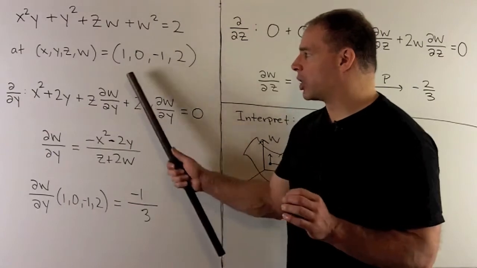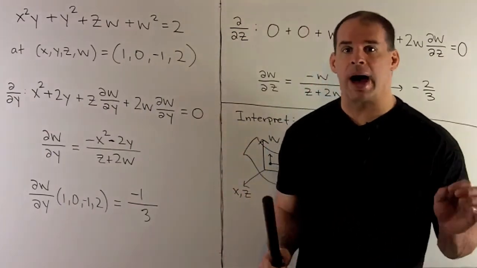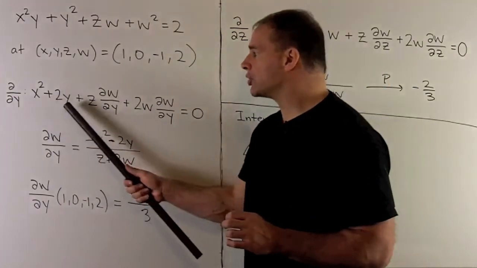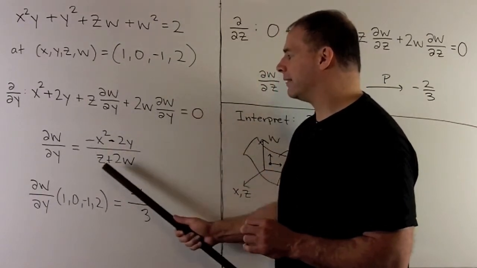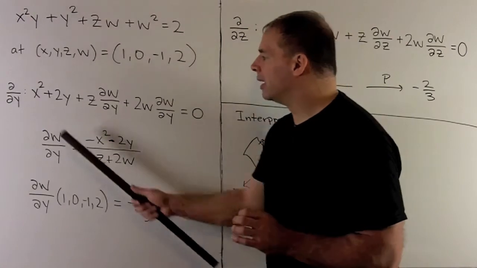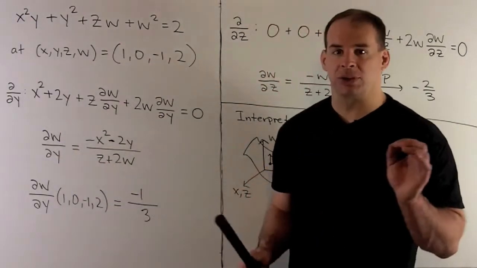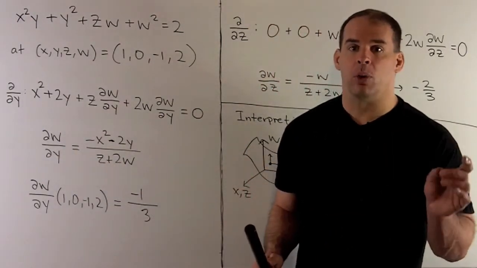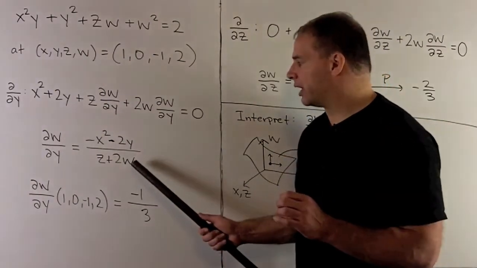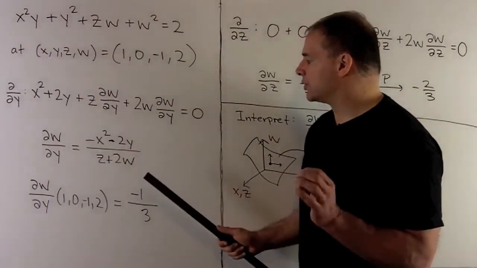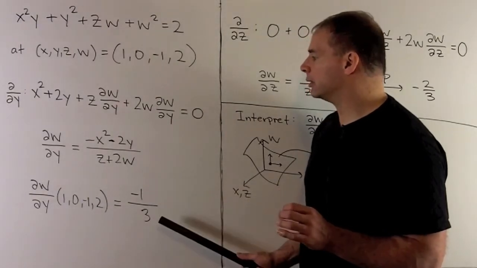I want to isolate the partial derivative of w with respect to y. So we move the non-partial stuff to the other side, factor out a z plus 2w, and then I divide. So that's our partial with respect to y. If we want it at a point, we stick in our x, y, z, and w. Note we'll need the w for the denominator. So it's going to give me a minus 1/3.